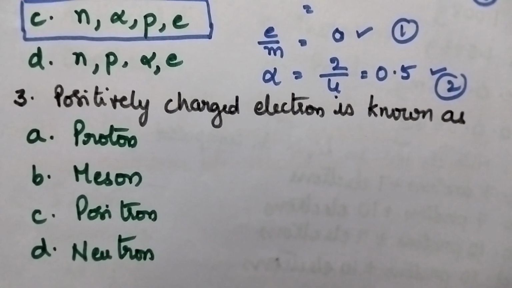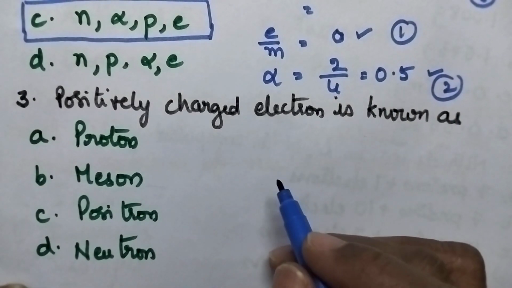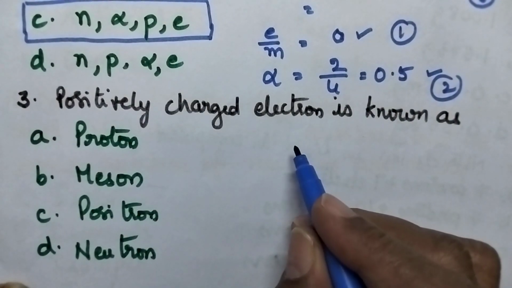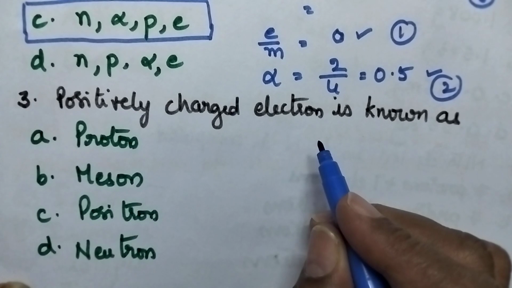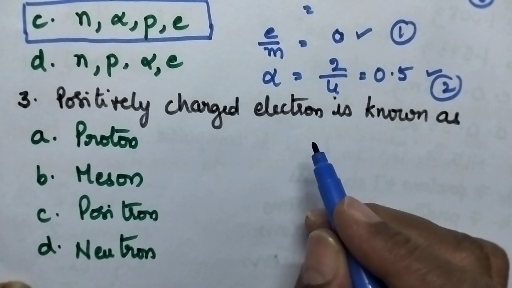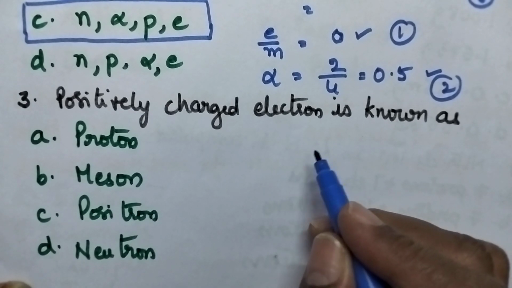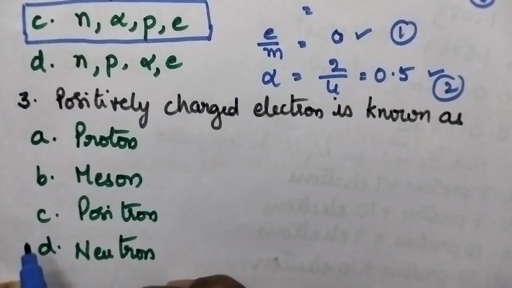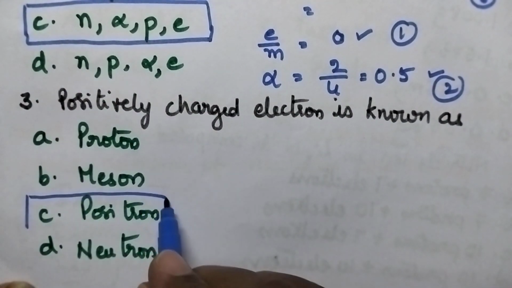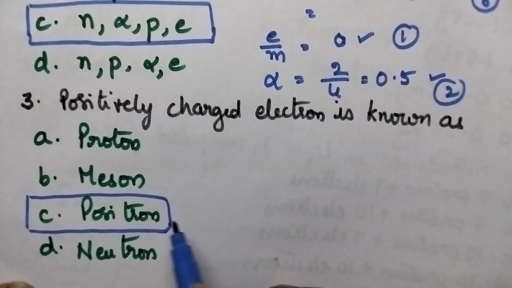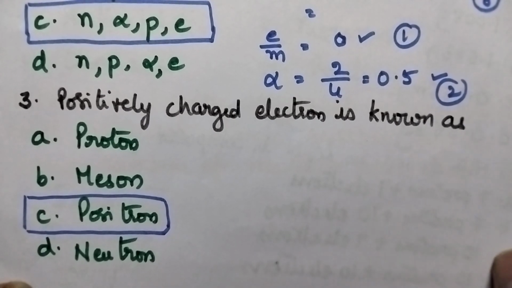Positively charged electron is known as: an atom always contains fundamental particles, along with the anti-fundamental particles like anti-proton, anti-neutron, and the anti-electron is called a positron. It carries the positive charge. So option C is the right answer.